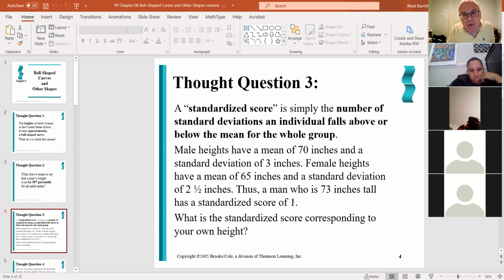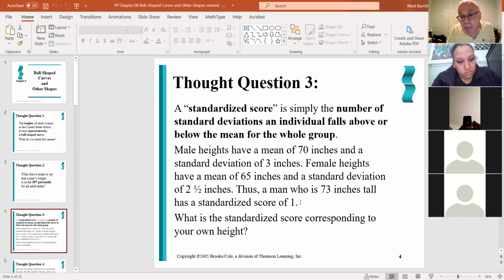That person's standardized score is 1. Now, how did we come up with 1? Well, what you do is you take your raw score, in this case 73 inches, and subtract the mean, and that's 3 inches, right? 73 minus 70 is 3. And then you divide it by the standard deviation. So the raw score minus the mean is the numerator of a fraction, and the denominator is the standard deviation. So 73 minus 70 divided by 3 is 1.